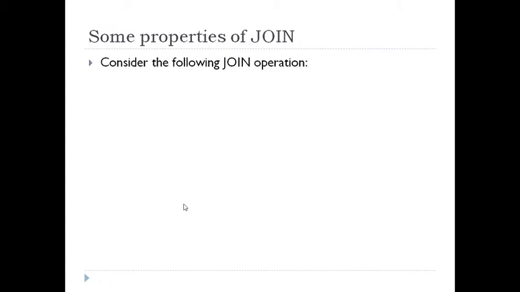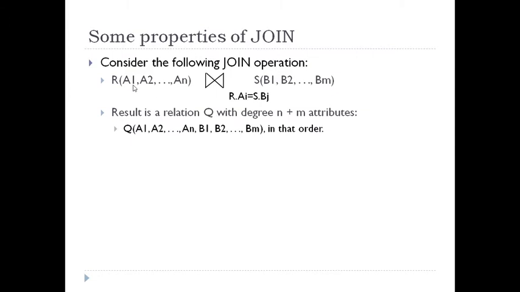Now we'll see the properties of join. In general, we represent the join operation like this. First, we'll write the first operand relation, and then the second operand relation, and the condition. Okay, so Ai is one of the attributes from relation R, and Bj is one of the attributes of relation S.